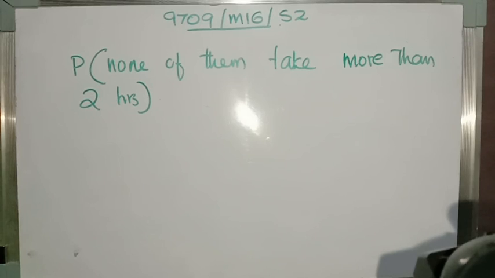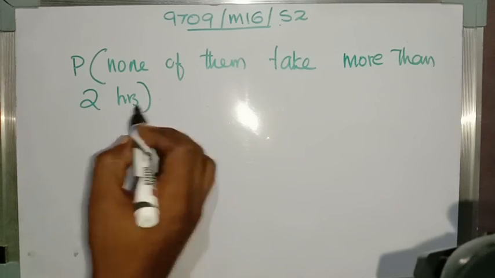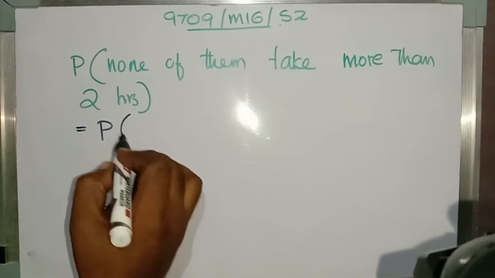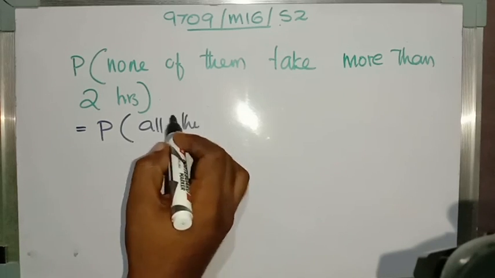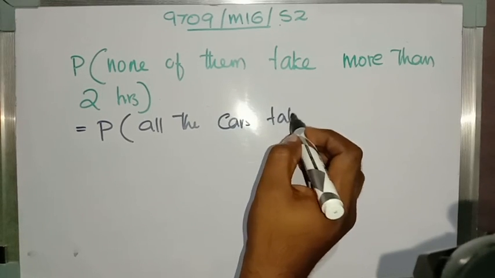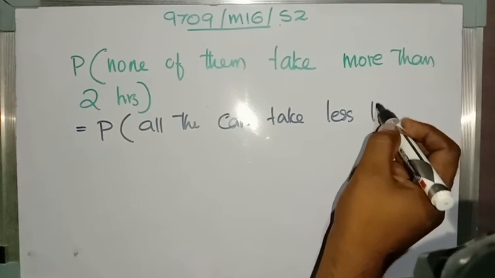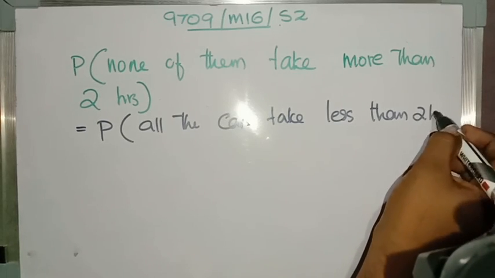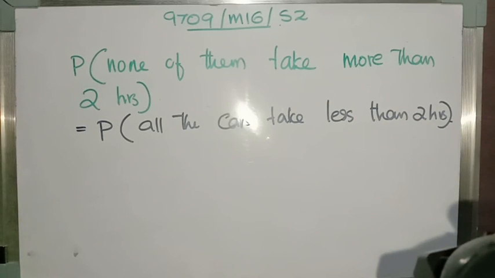And the next part of the question is probability of none of them take more than 2 hours. You know that probability of none of them take more than 2 hours is same as probability of all the cars take less than 2 hours. So probability of none of them take more than 2 hours is equivalent to probability of all of them take less than 2 hours.